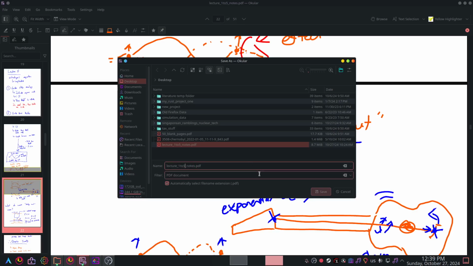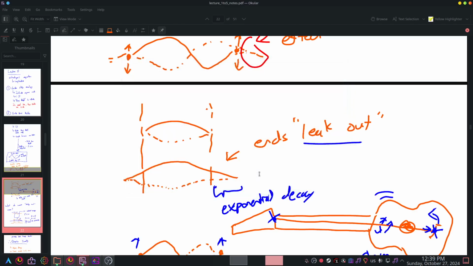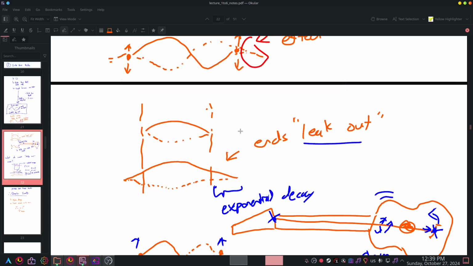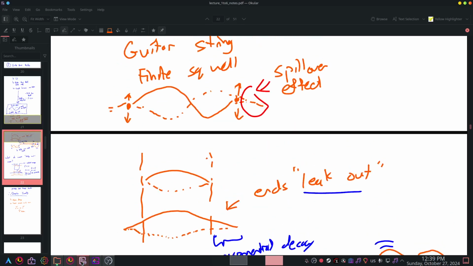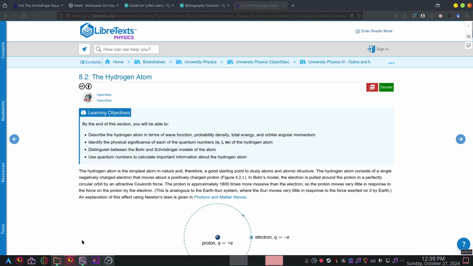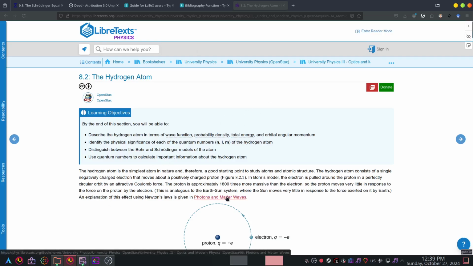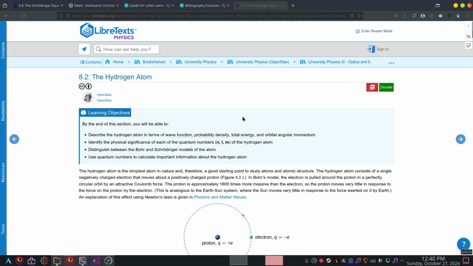Okay, in the last video we were talking about how, in the finite square well, the wave functions, or the matter waves so to speak, leak out because it's a finite potential well. I tried to explain it using guitar strings, but you'll be able to see more in these LibreTexts physics pages.